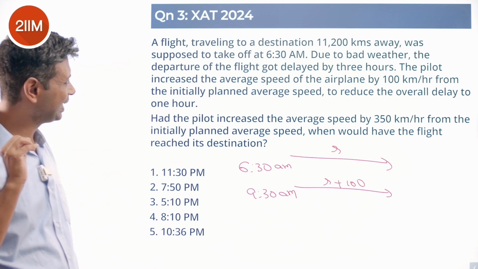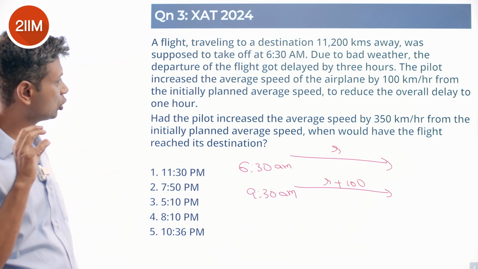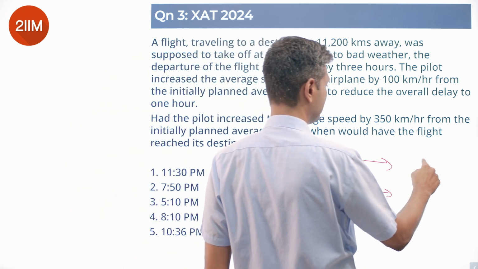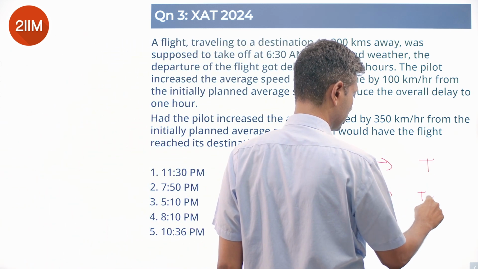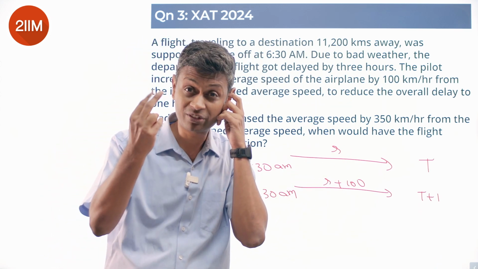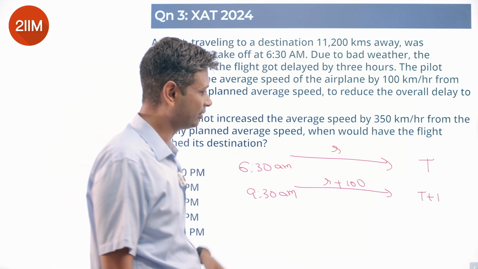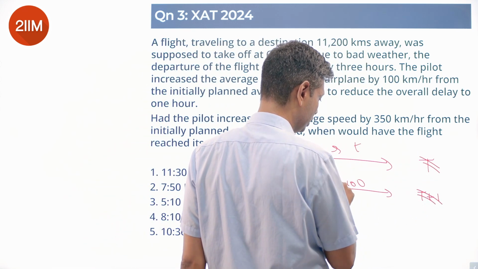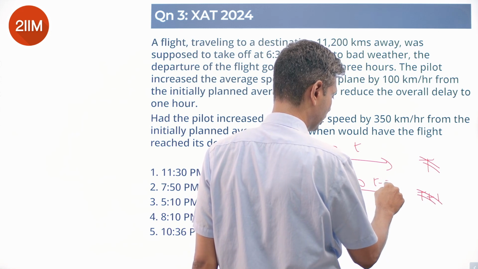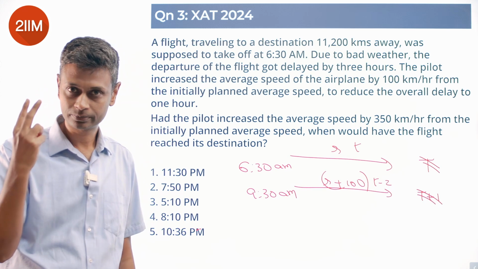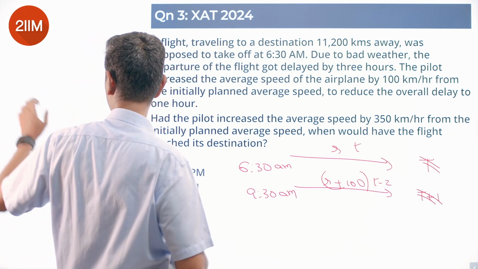The pilot, to reduce the overall delay to 1 hour, was supposed to reach at time t, but reaches at t plus 1. 3 hours late, 1 hour late, so it is caught up 2 hours. Fine. So forget this t, it's confusing. If time taken to travel is t, time taken here is t minus 2. He catches up 2 hours. Right? Nice simple equations now.